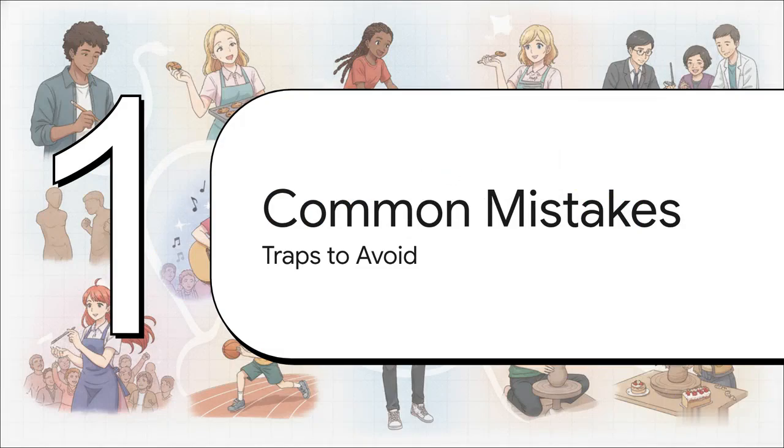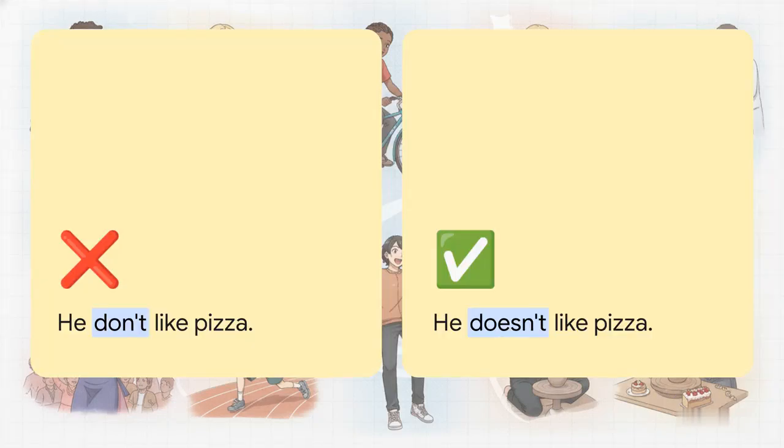Section 5. Common mistakes to avoid. All right, let's look at this first massive trap. He don't like pizza. You'll actually hear this sometimes in really casual slang or regional dialects, but grammatically speaking, it's completely incorrect. Remember our golden rule from earlier? He, she, and it always demand does. Therefore, the correct negative form is absolutely, he doesn't like pizza.